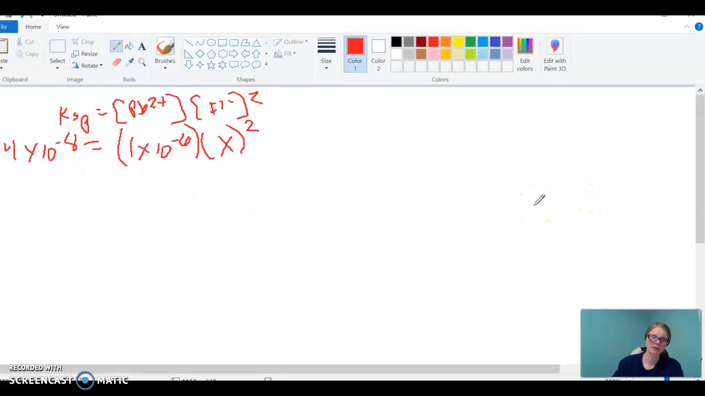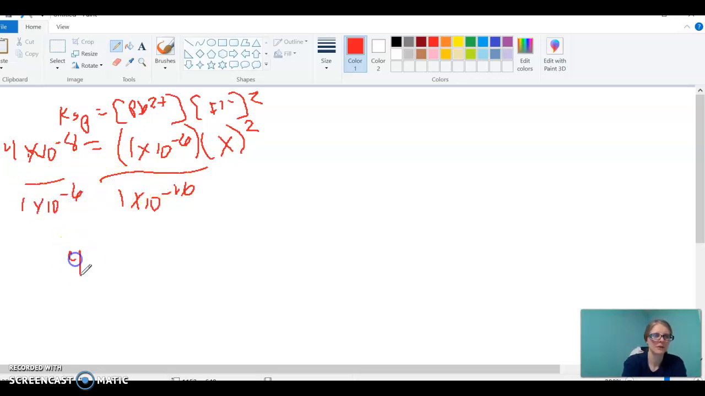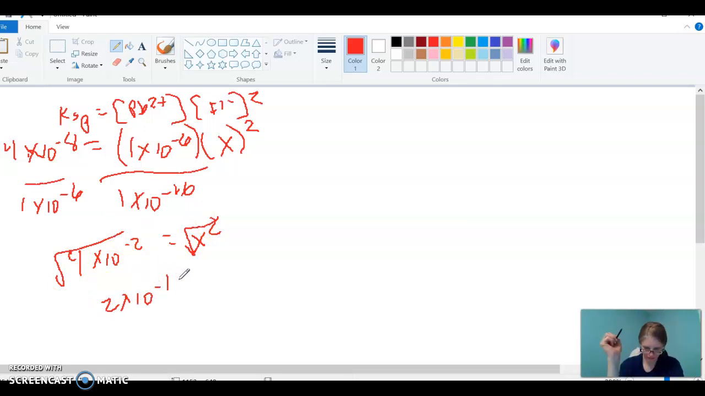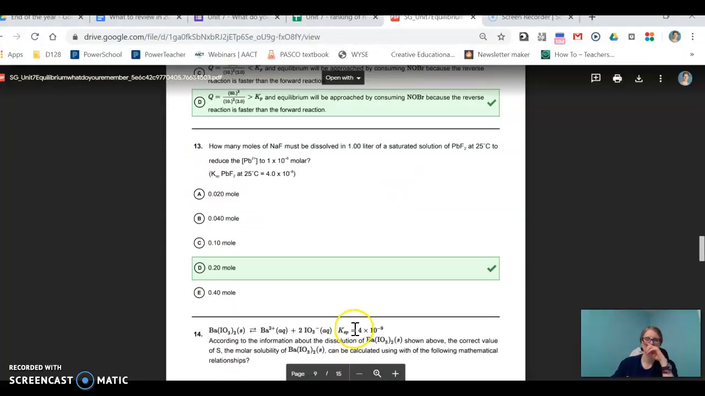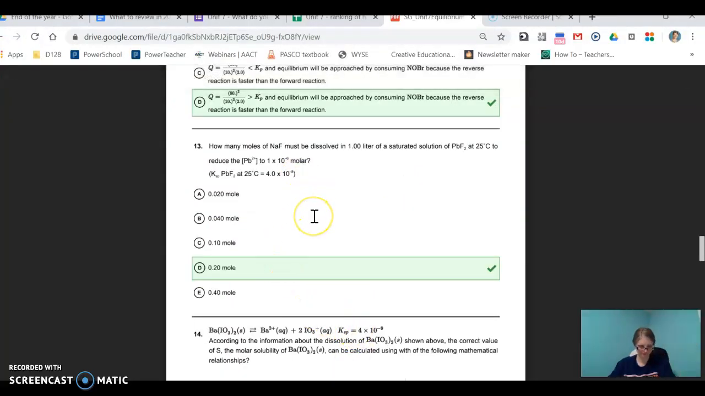Now this is where you can't use a calculator because it's multiple choice, but on the free response questions, we'll be able to use a calculator. So I'm going to divide both sides by 10 to the negative 6. And I get 4 times 10 to the negative 2 equals X squared. I'm going to square root both sides, and I get 2 times 10 to the negative 1. Is that right? Yep. Which equals X. So that's equal to 0.2. So that is the molar concentration of F. And they're asking for the molar concentration of NaF, and this is a 1-to-1 ratio. So it's just 0.2 molar, 0.2 moles per liter, or in this case, we're looking at moles, so it's in 1 liter, 0.2.